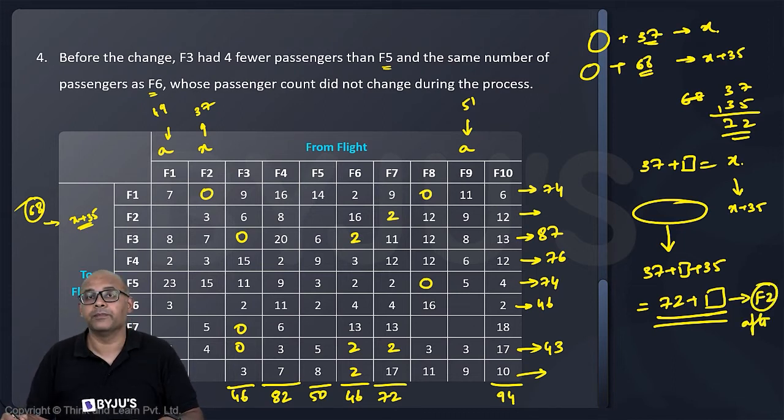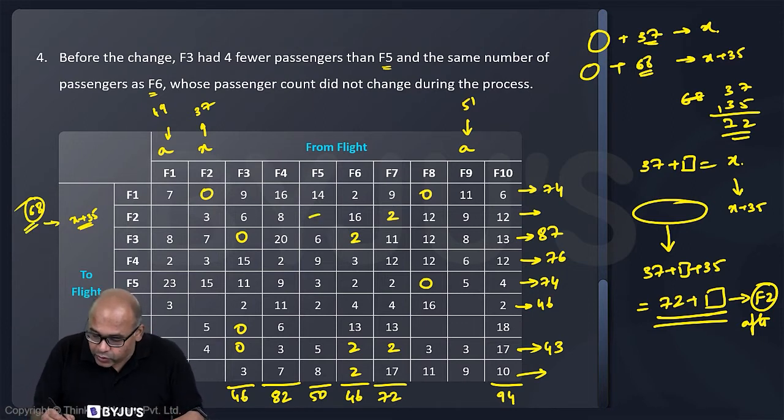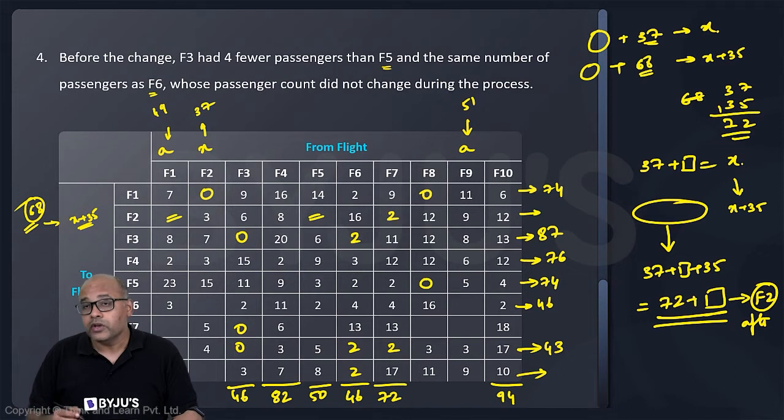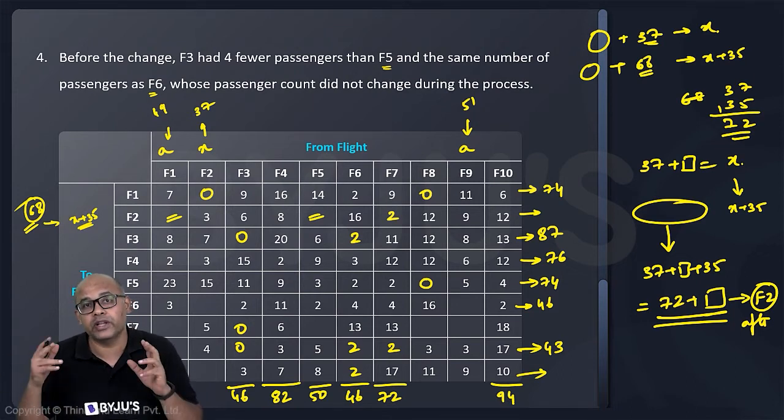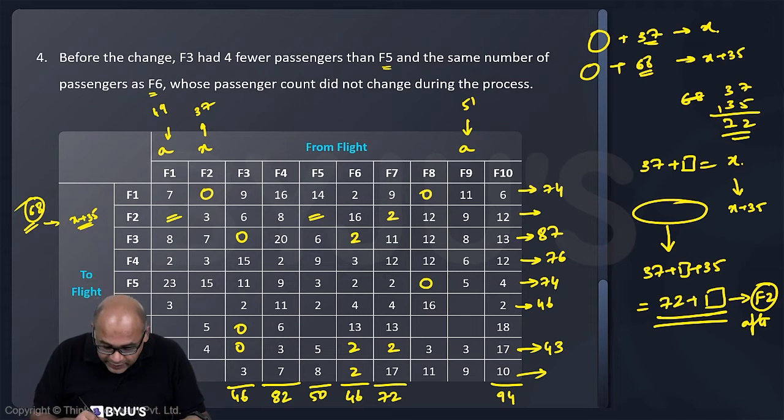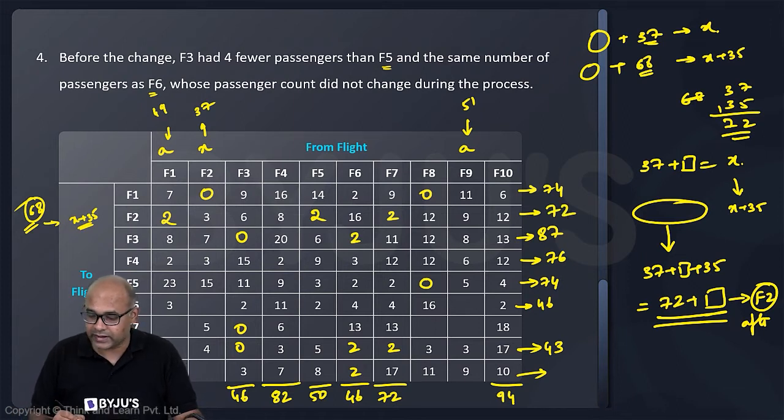F2 should be after. Now the problem is F2 already we have 68 and there are only two gaps. So 68 should become 72 plus something. How can it become? There's only one way. Your 68 can add up to 72 plus something when these two values are 2 each, and the total is adding up to 72 exactly.